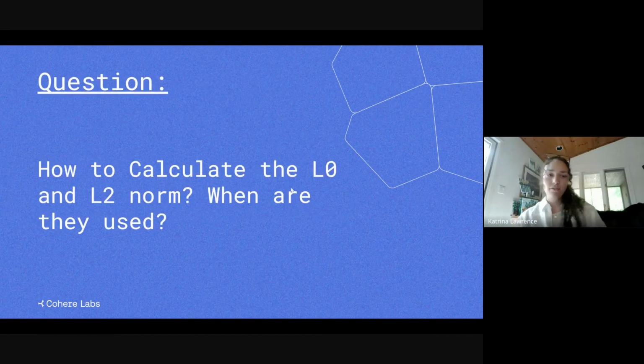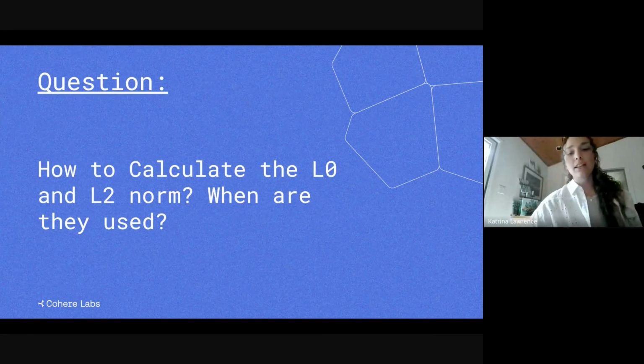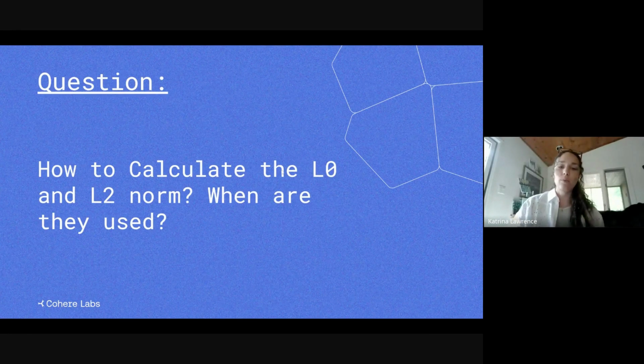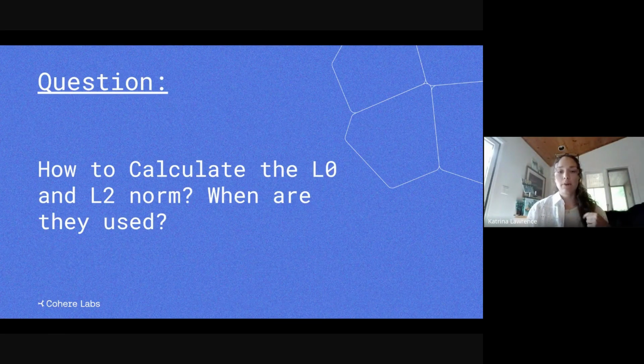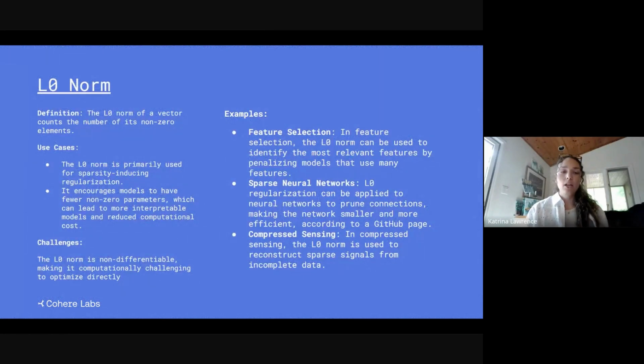Our first question of the day is how to calculate the L0 and L2 norm and when they are used. I'll show you a slide, talk about some definitions, and then we'll switch to a whiteboard and look at some examples there. The L0 norm is a bit of a funny case because it's not actually a real norm. It doesn't satisfy all the conditions of a norm. The L0 norm of a vector just counts the number of its non-zero elements. So if you were to have, for example, 0, 2, 5, your L0 norm would be 2 because you have 2 non-zero elements, and we'll look at more examples in a moment.